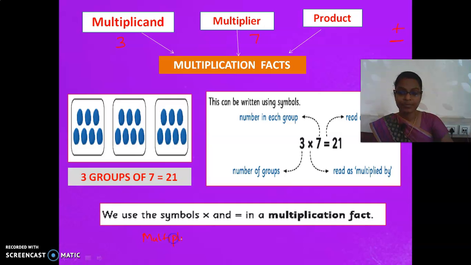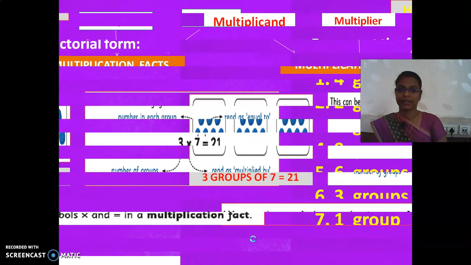Multiplicand into multiplier, which is equal to product. So this is the multiplication fact, how we are going to find with the help of multiplicand, which refers to the number of groups. The second one is the symbol read as multiplied by. So 3 multiplied by 7 is equal to 21. So multiplicand into multiplier is equal to product.